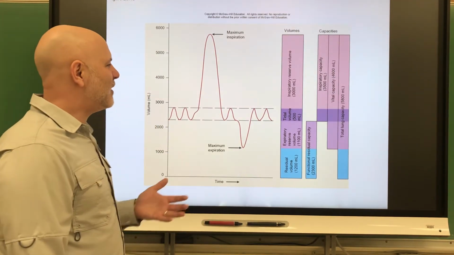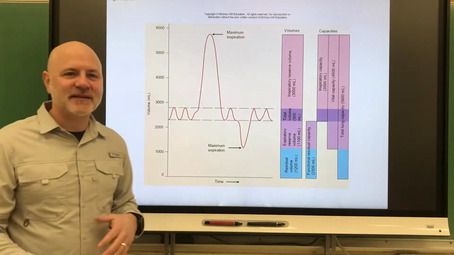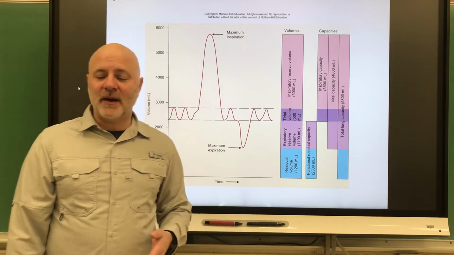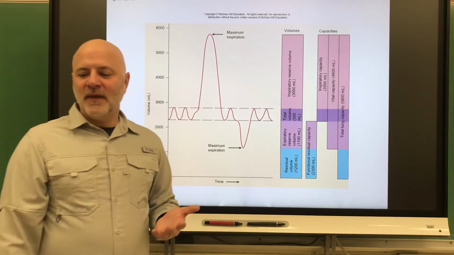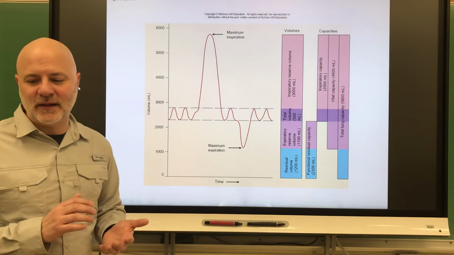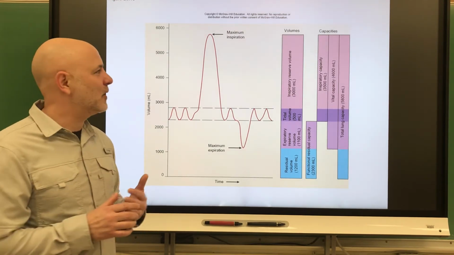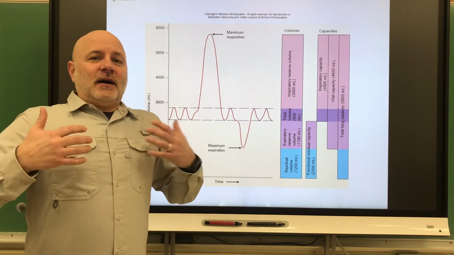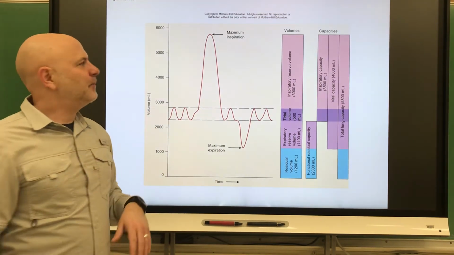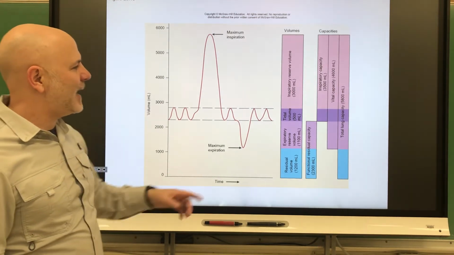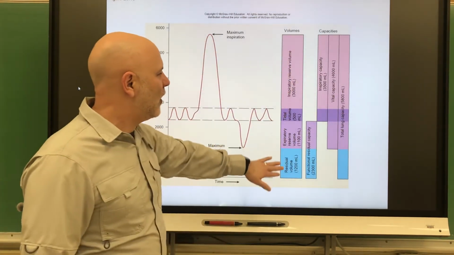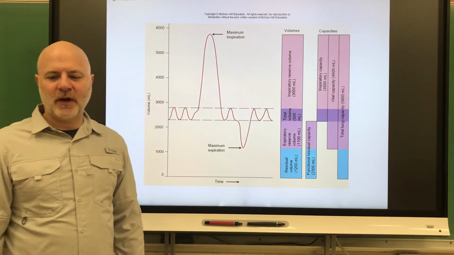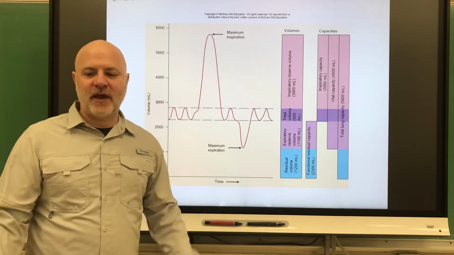All right, now let's move on to respiratory capacities. This is where we combine these different volumes. The first is our total lung capacity, or TLC. That's the amount of air contained in the lungs after a maximum inspiratory effort. So as I take in as deep a breath as I can, that's all the air that's in my lungs. Our total lung capacity is a combination of all these other volumes together, and this is about 5,800 milliliters, like a gallon and a half of air.